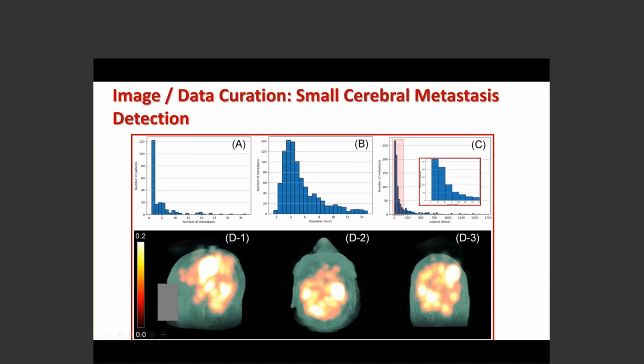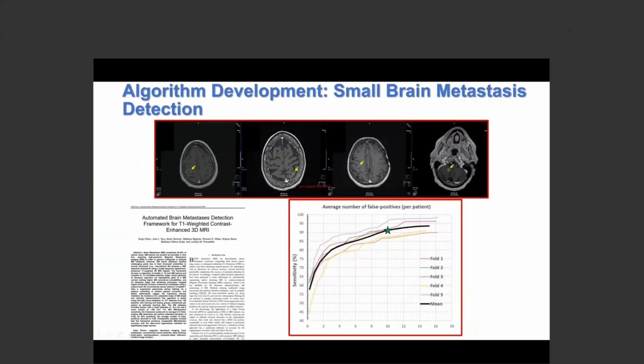This is a sagittal view showing the distribution of all the metastatic disease to the brain in our cohort of hundreds and hundreds of patients that we segmented, all these lesions, to create the algorithm. And here's the performance of the algorithm. So, small brain metastasis detection, and here are some examples of how small they can be.